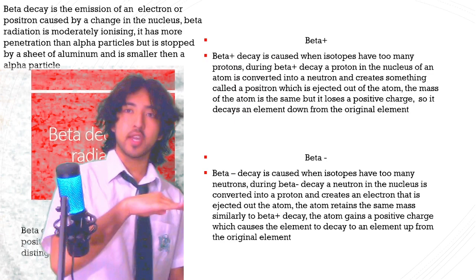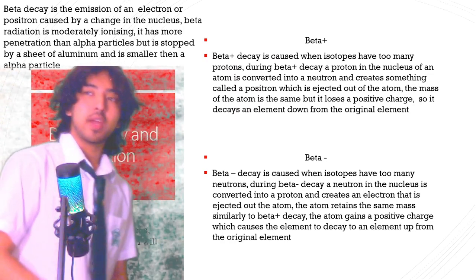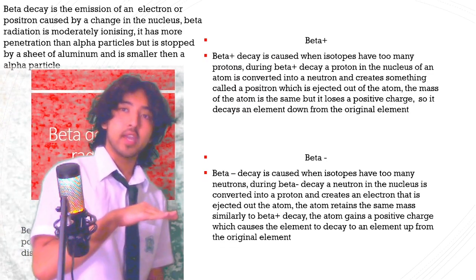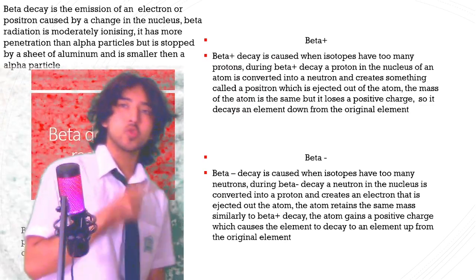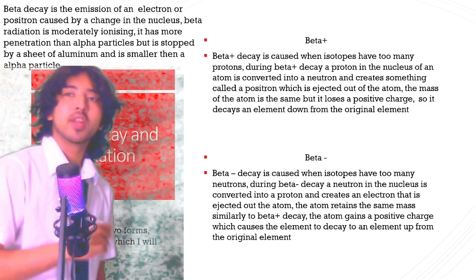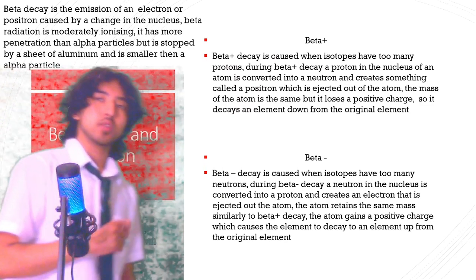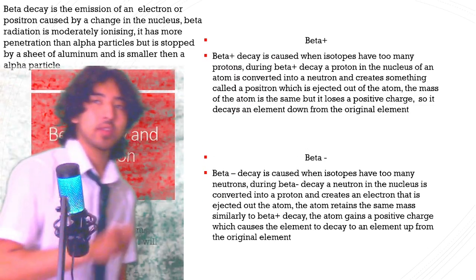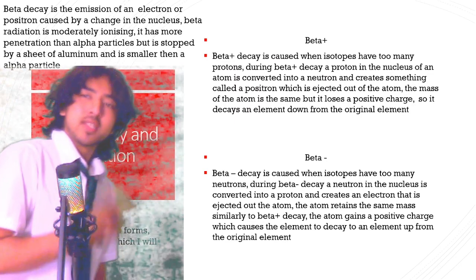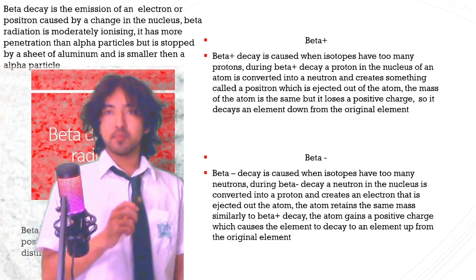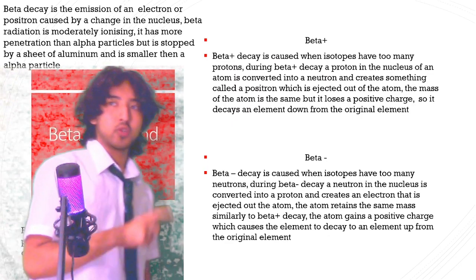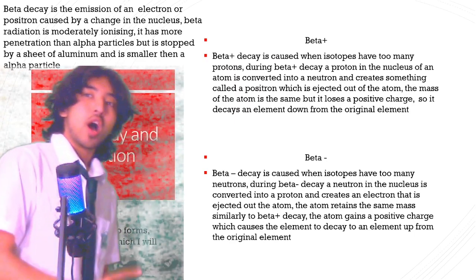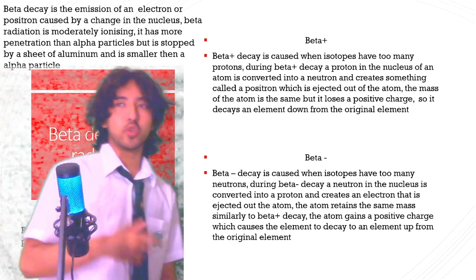Beta minus decay is caused when an isotope has too many neutrons. During beta minus decay, a neutron in the nucleus is converted into a proton and creates an electron that is ejected out of the atom. The atom retains the same mass of the original atom, but it gains a positive charge, causing it to go up an element from the original element.